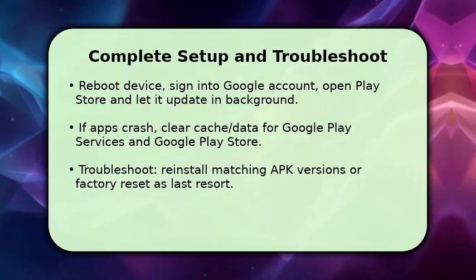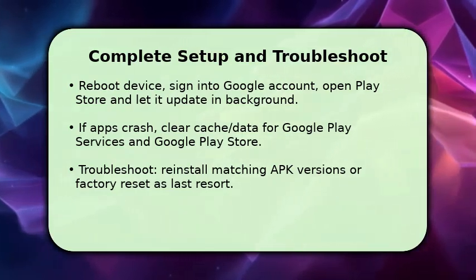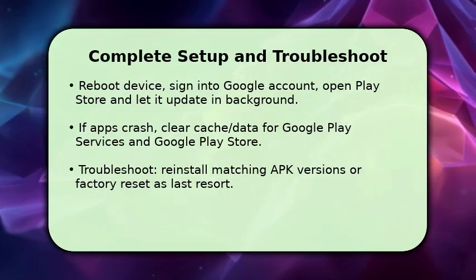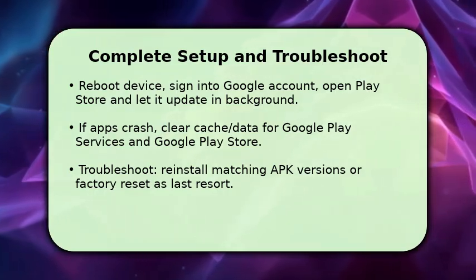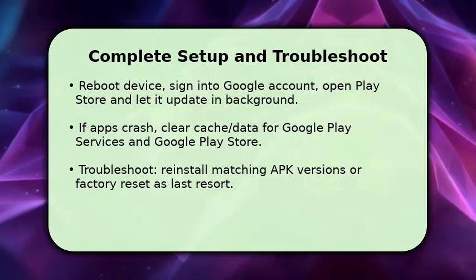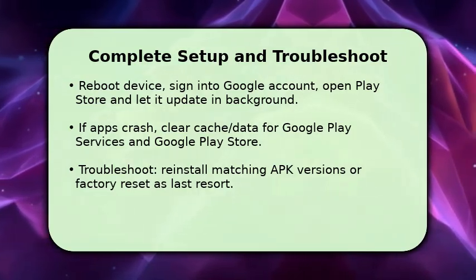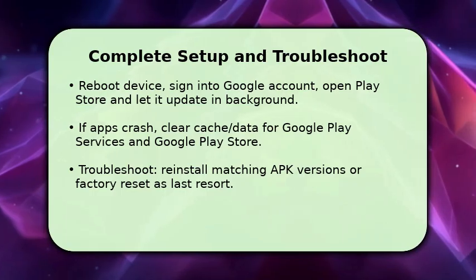If something fails, go to Settings, then Apps, to clear cache and data for Google Play Services and the Play Store, then reboot again. If problems persist, reinstall the exact APK versions for your device or perform a factory reset only after backing up. Mismatched versions are the most common cause of persistent errors.